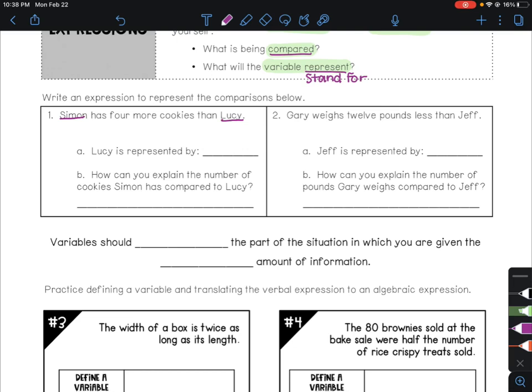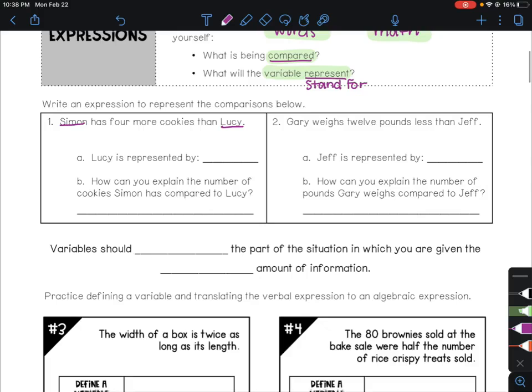All right, so we answered question 1. Question 2 is, what will the variable represent? To figure that out, we have to look at the sentence structure, like in ELA. So Simon has 4 more cookies than Lucy. So whatever Lucy has, Simon has 4 more than that. So if we don't know how many Lucy has, we can't figure out how many Simon has. So start right away with your variable representing Lucy, because Simon's number of cookies is based on Lucy's. So let's just say Lucy is L.